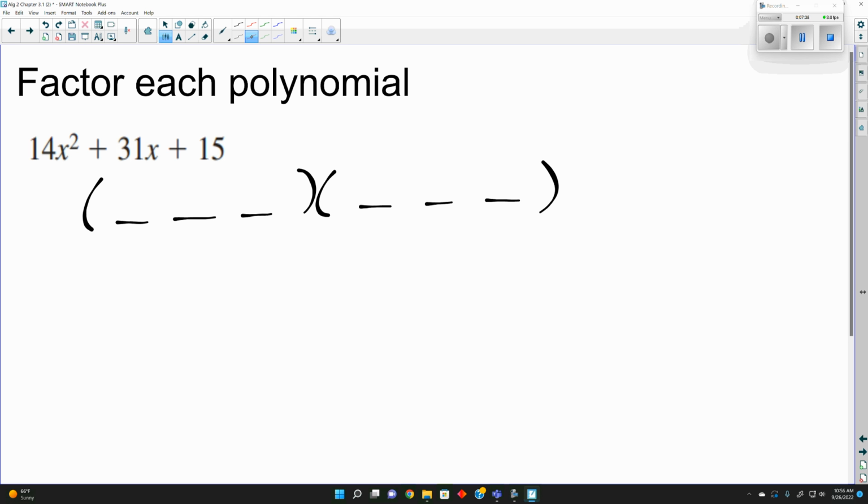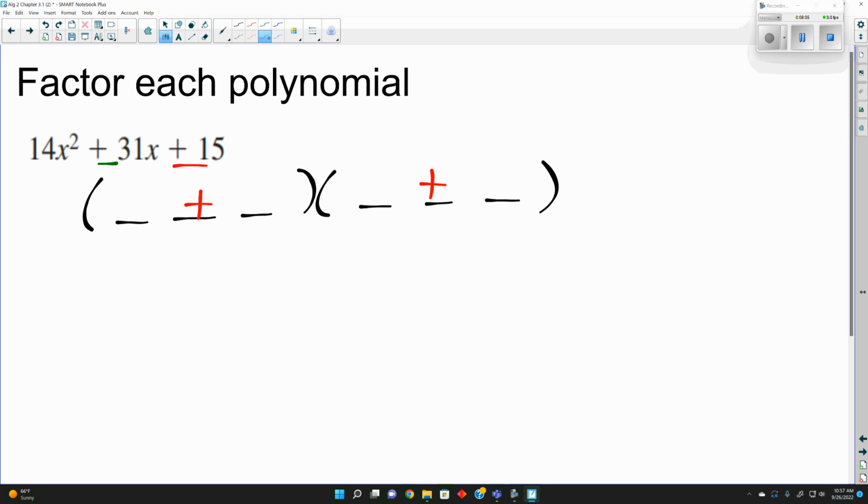Step 3, find the sign. If the third term is positive, the signs are the same and they match the sign of the middle term. If the third term is negative, the signs are opposite. Well, here the third term is positive, so the signs are the same and they match the sign of the middle term, which is plus. So we have plus and plus. That takes care of steps 1, 2, and 3.